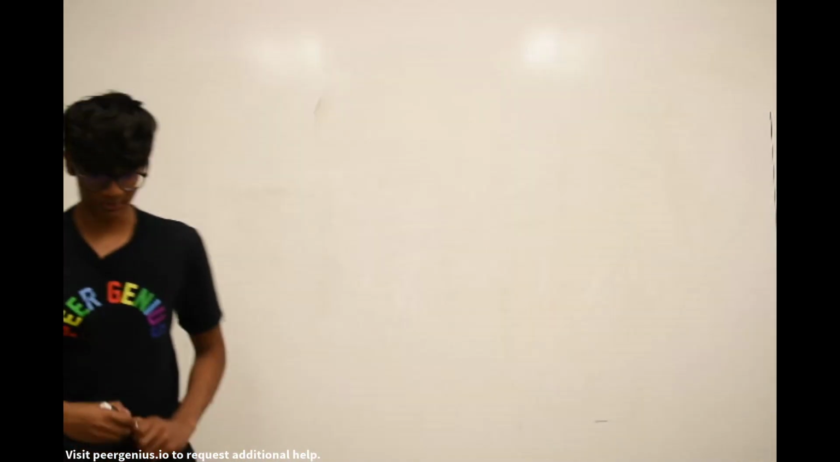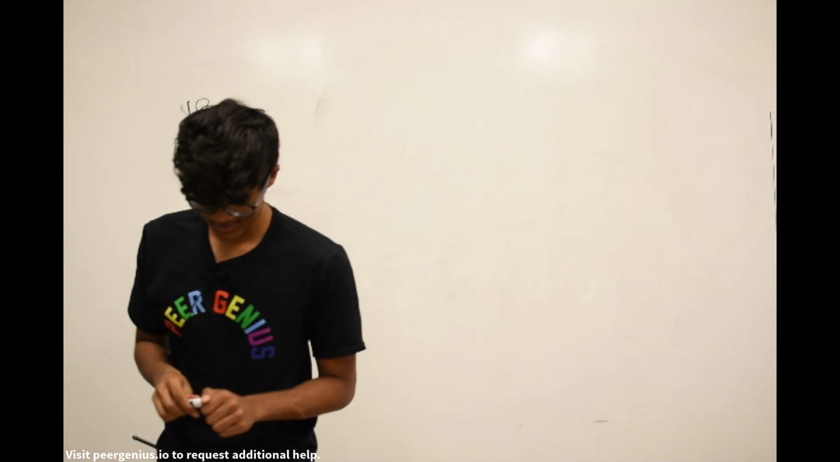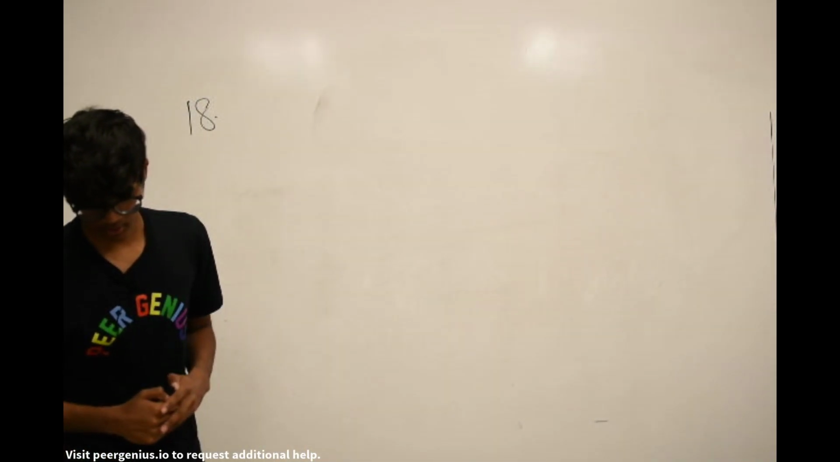Okay, so now let's move on to number 18. How many positive integers n exist such that the number of factors of n is at least n over 2?